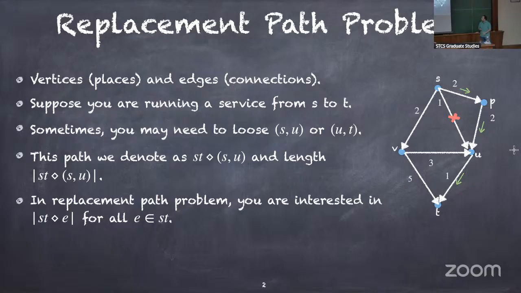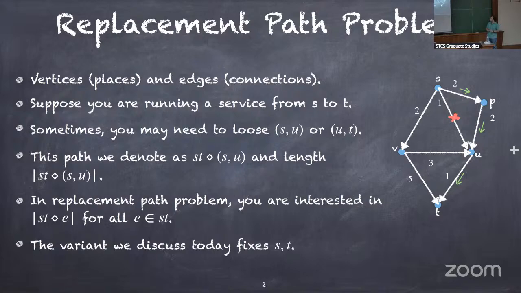In the replacement path problem, you are interested in the distances S to T avoiding e, for all e belonging to the path. You may be interested in the path also, but as of now we are interested in distances. As I mentioned, you are running a service between S and T, so the variant we will be discussing today fixes the source and the target. Suppose you are running a service between TIFR and IIT Bombay, and there is only one edge failure for each scenario in this variant.